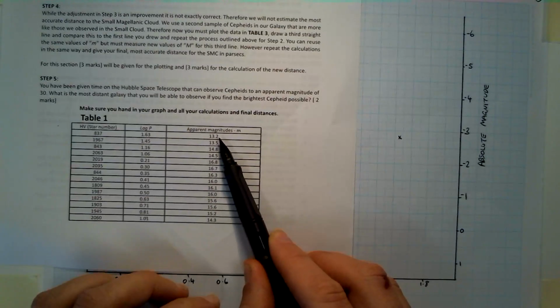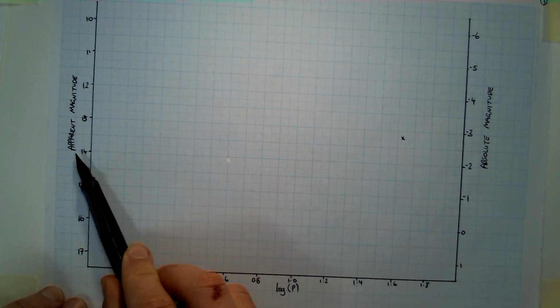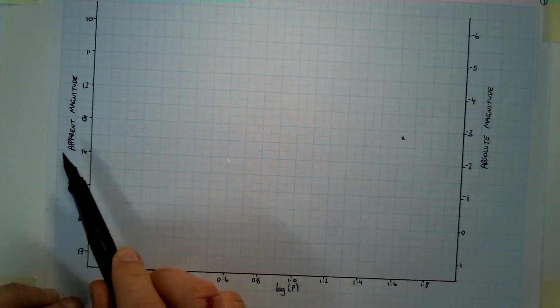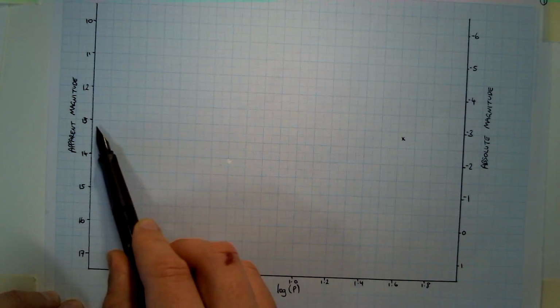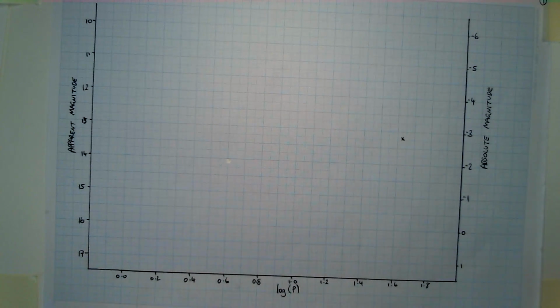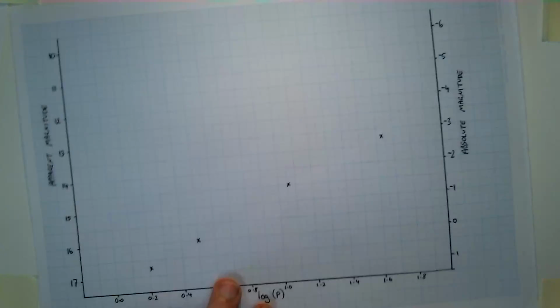It's an apparent magnitude, so I must use the left-hand scale on my plot in apparent magnitudes. So for the first star here, logarithm of the period p, 1.63, an apparent magnitude of 13.2. You carry on with that, plotting all the data in Table 1 for the Cepheids in the Small Magellanic Cloud. And your plot will start to look a bit like this.